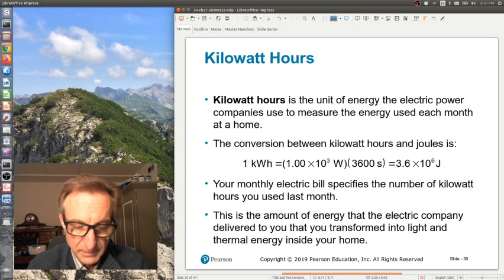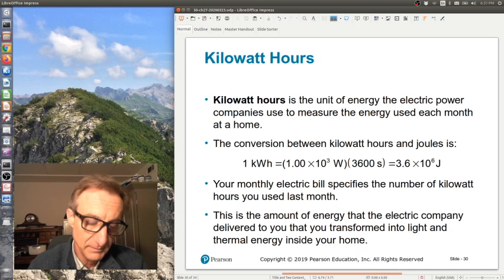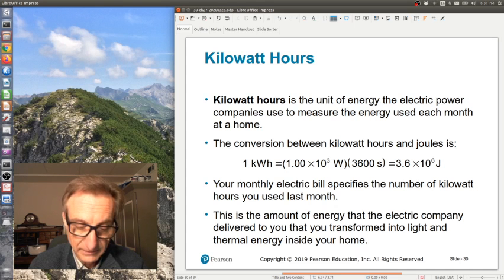And your monthly bill, of course, many of you are not receiving monthly bills yet. Some of you might be, but someday you may own or rent a home in which you are responsible for the power bill. And your monthly electric bill specifies the number of kilowatt hours you used in the previous month. It doesn't matter so much how much power you're using, but the sum of all that power over time gives you the amount of energy that you've used. And the amount of energy that the electric company delivered to you that's been transformed into all the various things inside your home eventually ends up as heat.